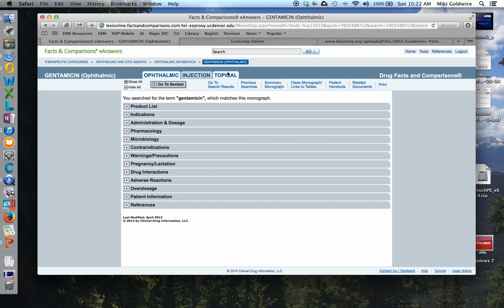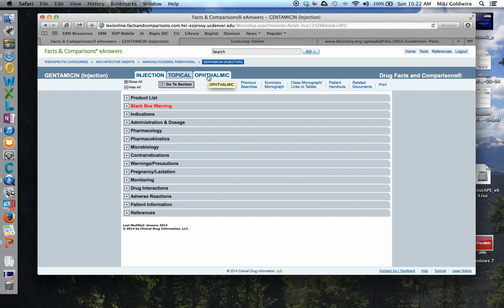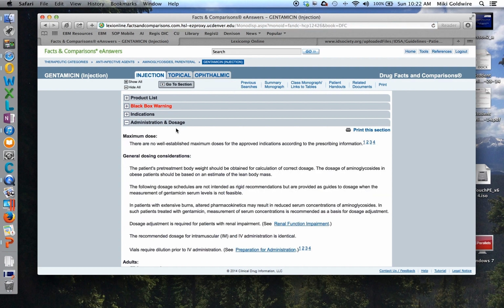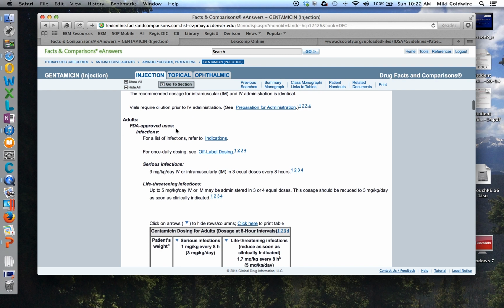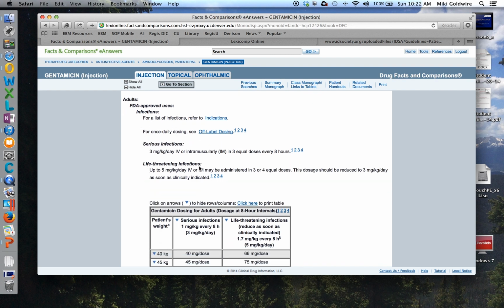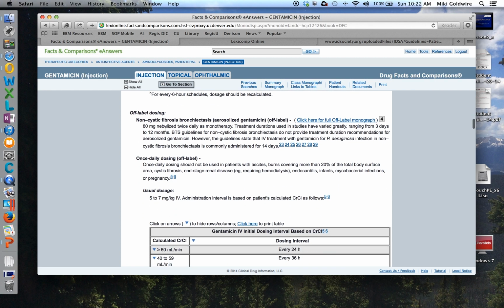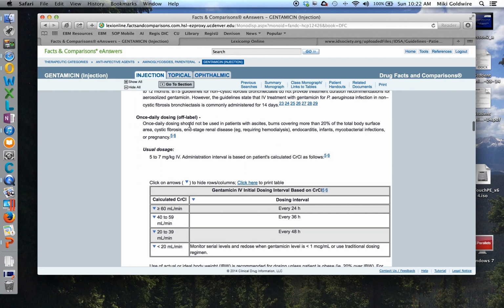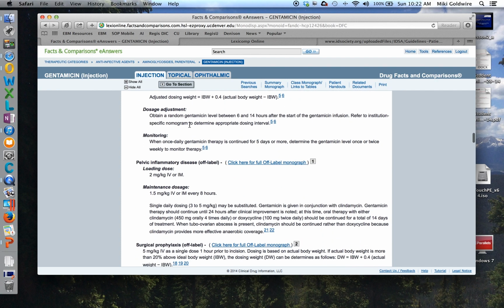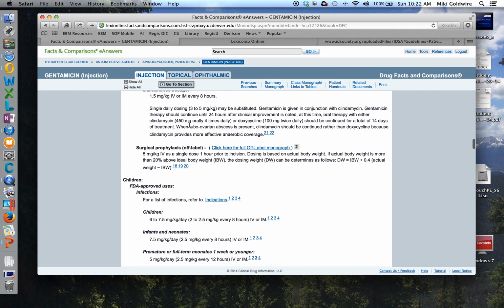So again, let's watch our tabs because I fell into that in the last example. But this is ophthalmic. We don't want ophthalmic. We want the injection. So we click on the injection tab. We go under administration and dosage. For infections, serious infections, life-threatening infections. And then we see some off-label dosing: cystic fibrosis, once daily dosing, pelvic inflammatory disease. Oh, and here we go.